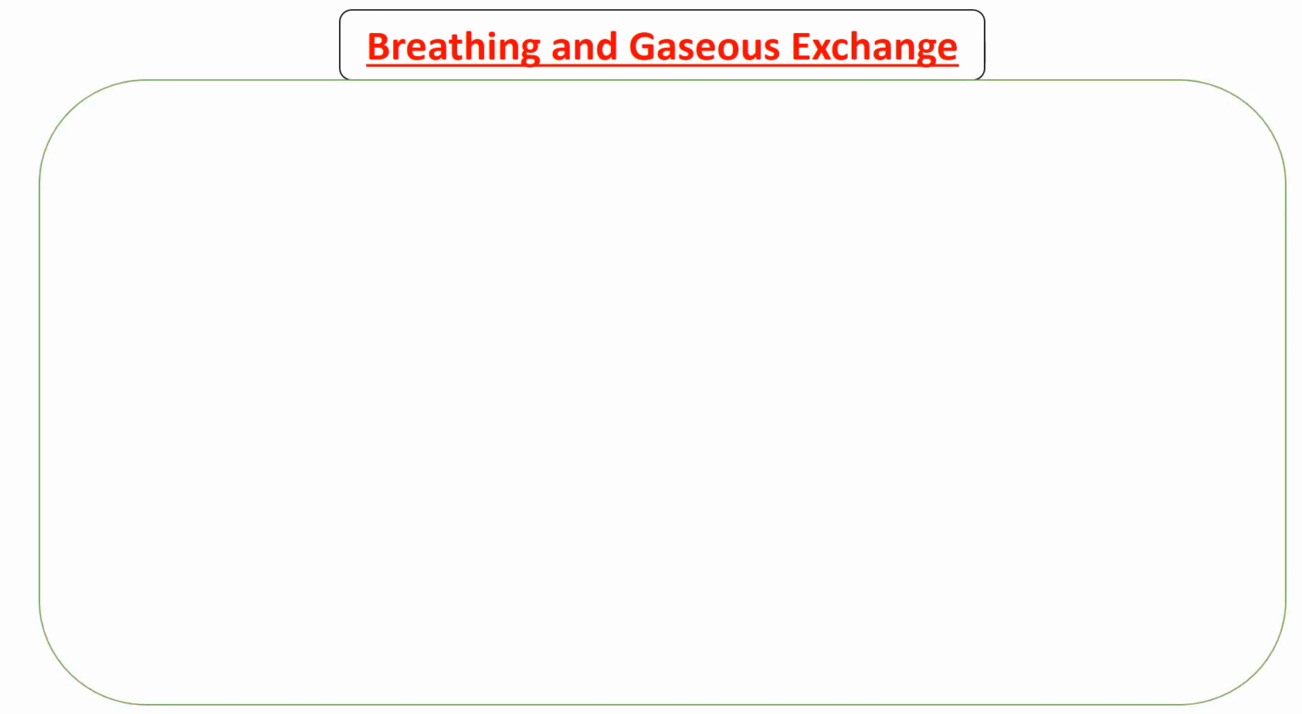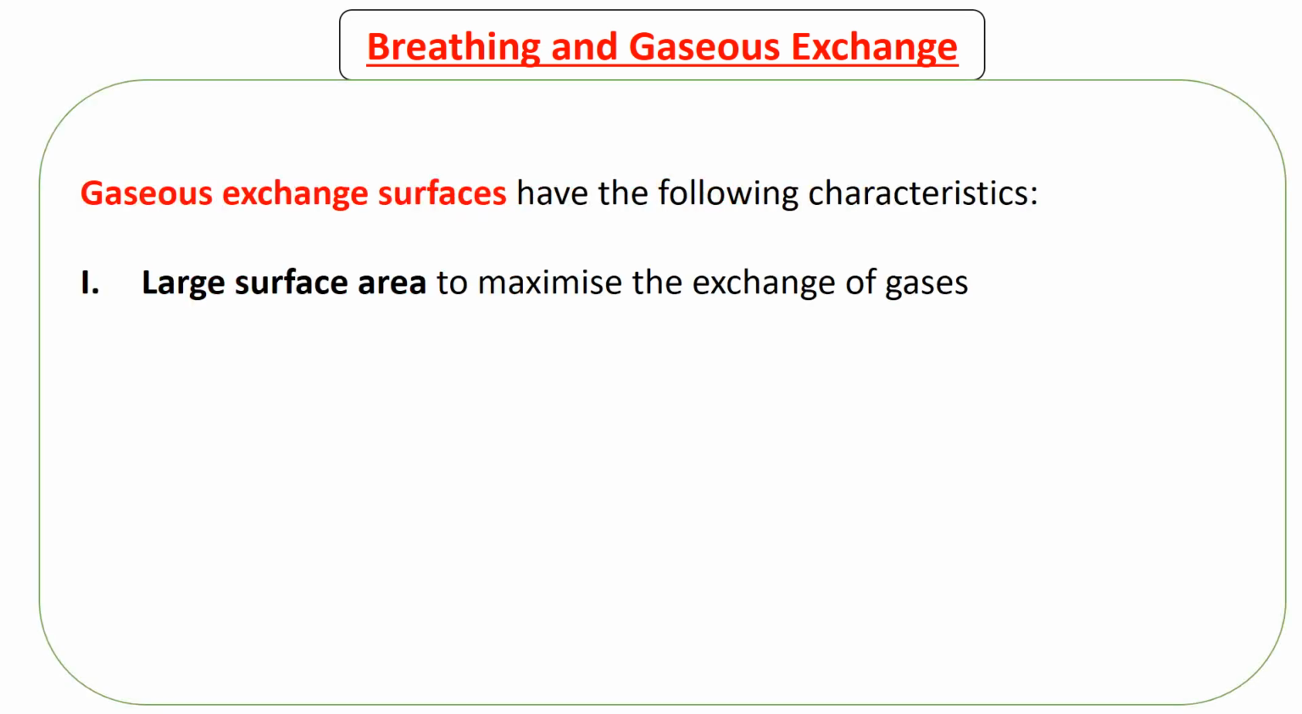Before we can go any further, I emphasized the gaseous exchange surface. All the gaseous exchange surfaces we're going to discuss have these common features. One, they have a large surface area to maximize the exchange of gases. Remember, the gaseous exchange process is just the diffusion of gases. So what is one factor that increases the rate of diffusion? It is the surface area. All of them have a large surface area so that there is more diffusion.